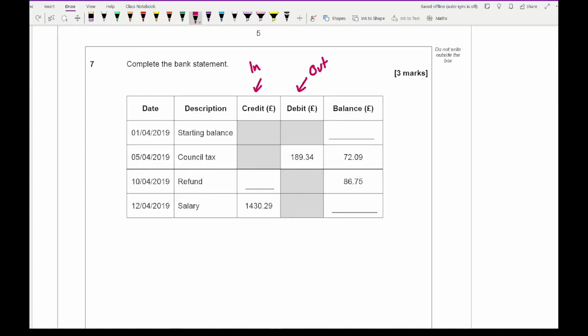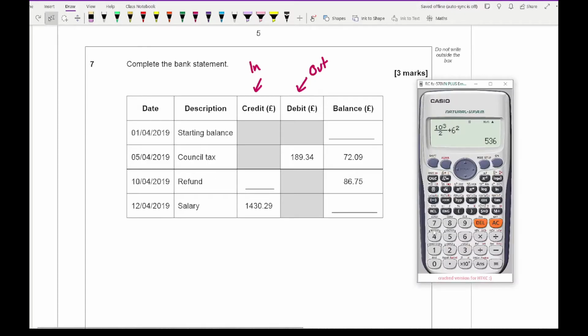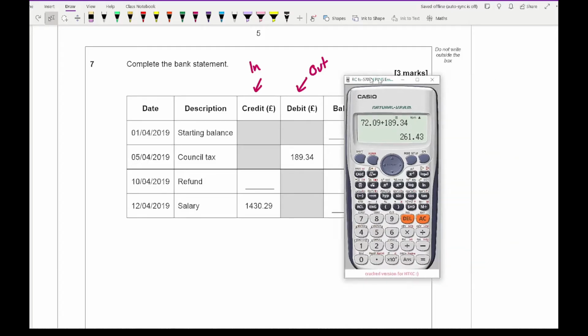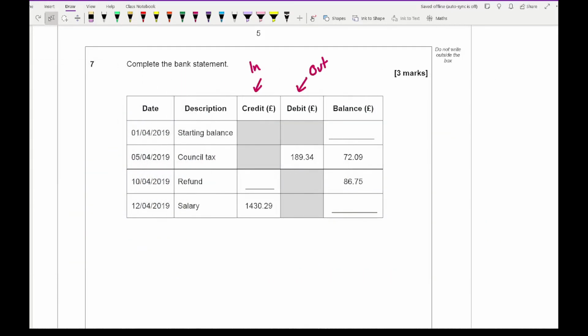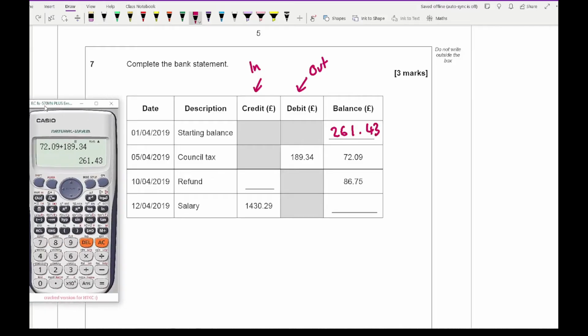Now from this we can see that our starting balance, well, if we're spending 189.36, then the previous balance, what I then need to do is add that. So here I've got 72.09 plus 189.34, and that gives me an answer of 261 and 43 pence. So 261.43. I don't need to worry about the pound sign because it's already given to me in the title.